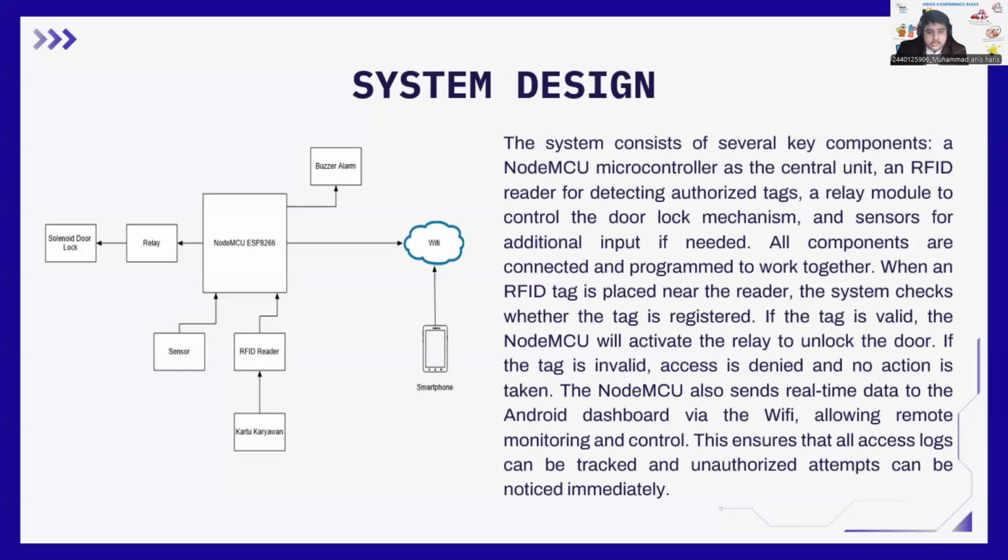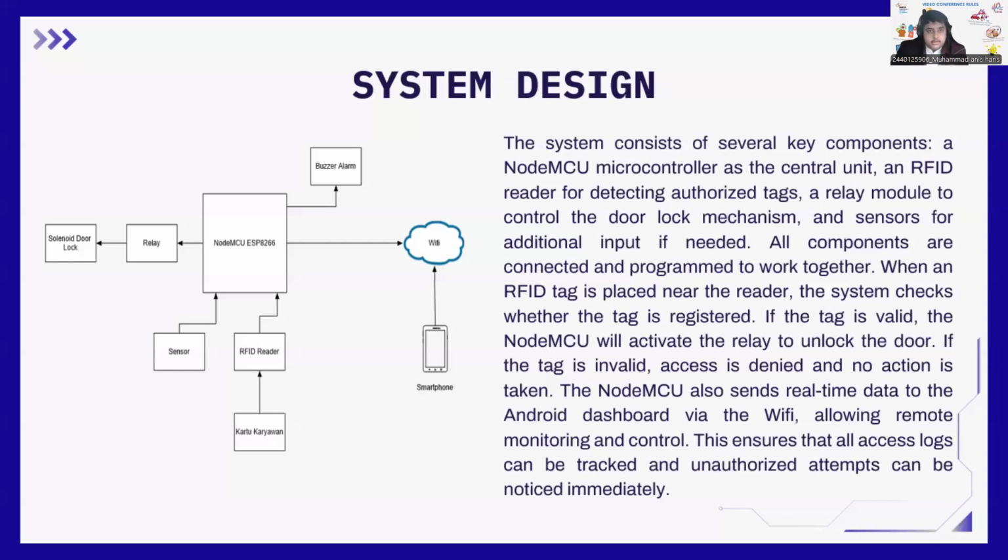the system checks whether the tag is registered. If the tag is valid, the NodeMCU will activate the relay to unlock the door. If the tag is invalid, the access will be denied and no action will be taken. The NodeMCU also sends real-time data to the Android dashboard via Wi-Fi, allowing remote monitoring and control. This ensures that all access logs can be tracked and an unauthorized attempt can be noticed immediately.